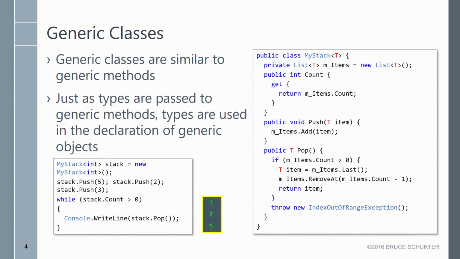A generic class is very similar to a generic method. So just as types are passed to generic methods, the types are used in the declaration of generic classes, compiled later on.